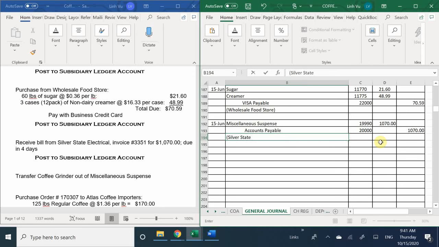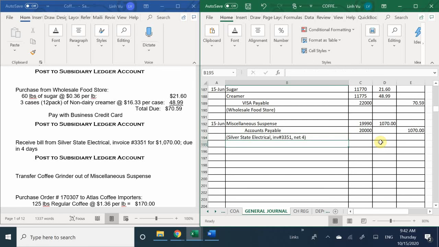Silver State. Invoice number 3451. I'm going to go, so invoice Silver State Electrical. Invoice number 3351. Okay. And when is it due? 4 days from now. So net four. All right, we'll figure that out when we get to the subsidiary ledger. Oh, okay. So you just need to convert that to net four. That's okay. Don't worry about it. All right, so Silver State Electrical invoice number 3351, and it's going to be net 4.